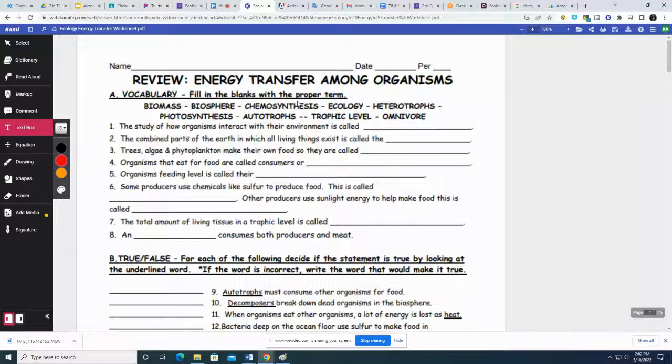Folks. So I'm not here today, obviously. So I'm going to get you started. I'm not going to do the whole thing, but I'm going to get you started on this energy transfer among organisms review worksheet. All right.